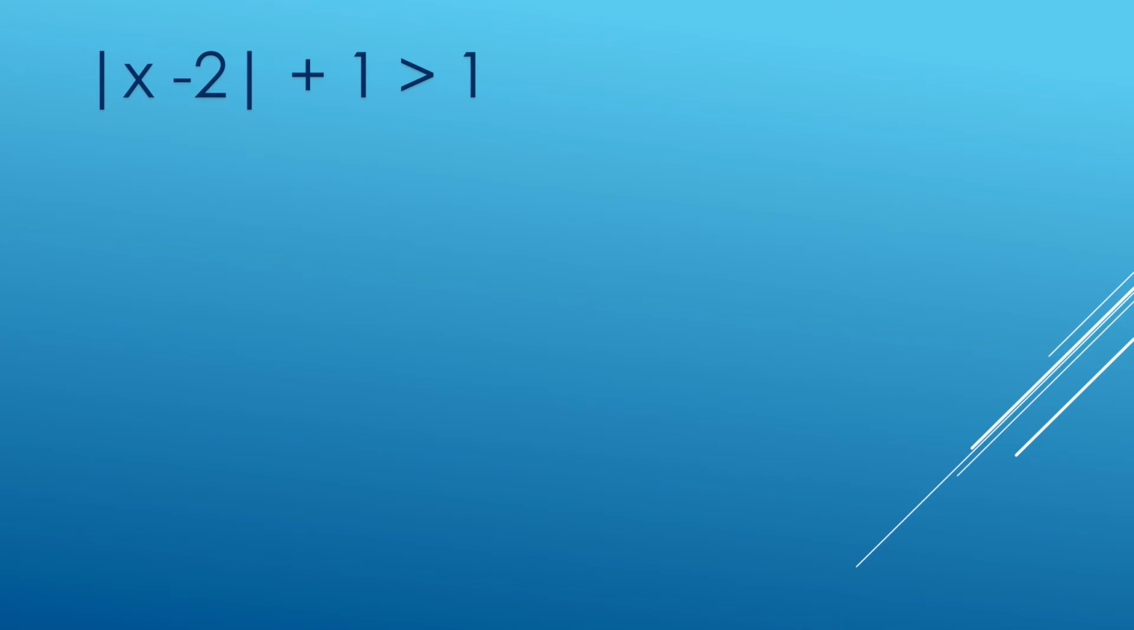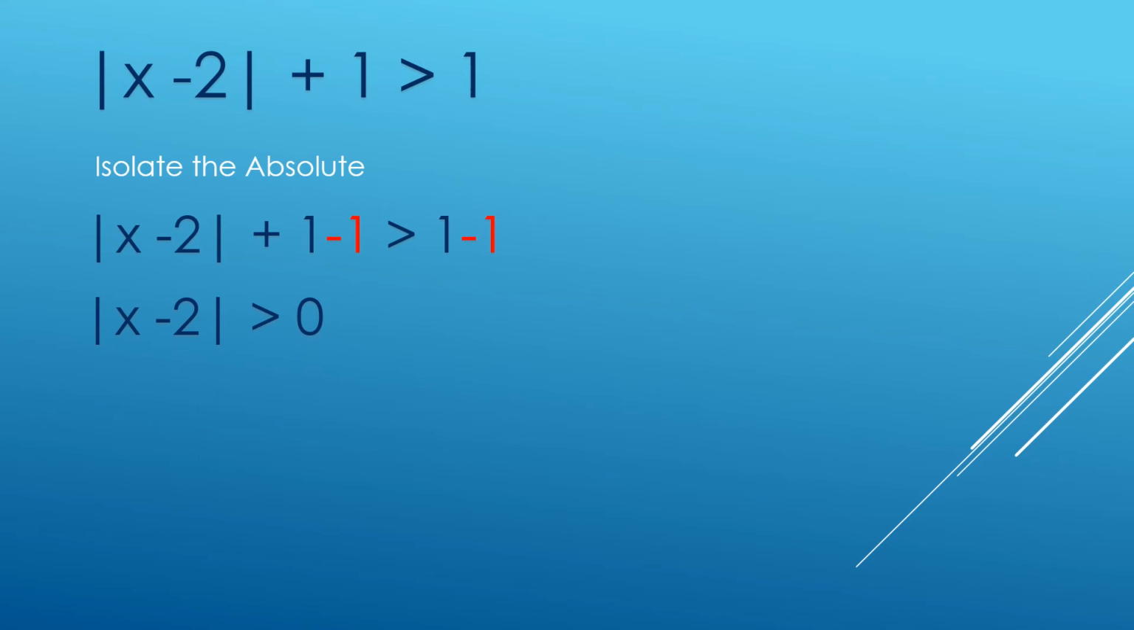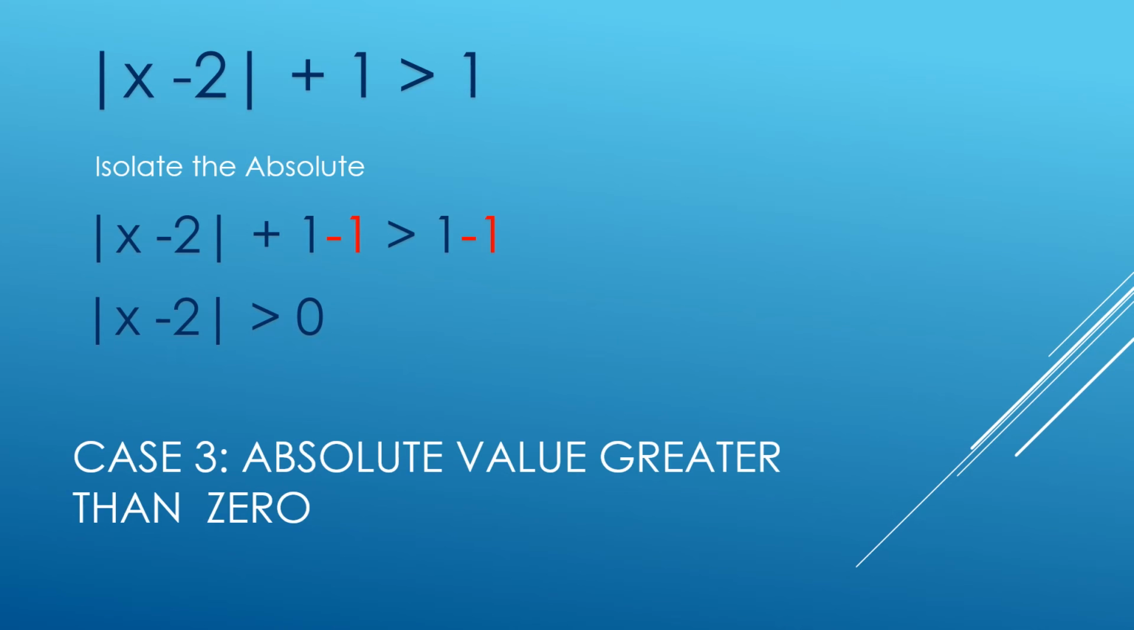Let's look at another. Here, we have the absolute value of x minus 2, plus 1, is greater than 1. Again, we'll isolate the absolute value, so we'll subtract 1 from both sides. And now we get the absolute value of x minus 2 is greater than 0. Well, this falls into case 3, the absolute value greater than 0.